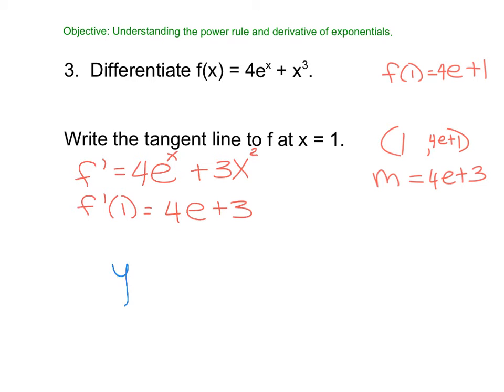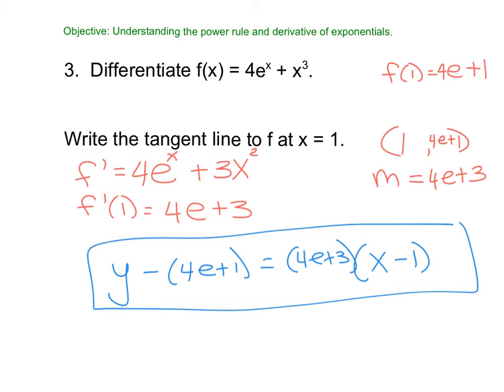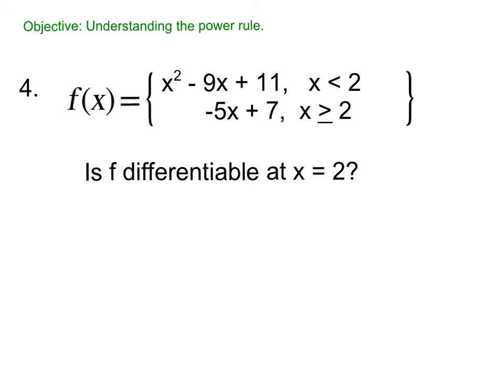So we go y minus, what's my y value? Now put parentheses, because you'd have to distribute, 4e plus 1, equals our slope, 4e plus 3, times x minus my x value, which is 1. Again, this isn't hard, it's just weird. Having a slope of 4e plus 3 is awkward. Not overly difficult, but just kind of go with it. I like to say, just go with it. It's fine, it's correct.